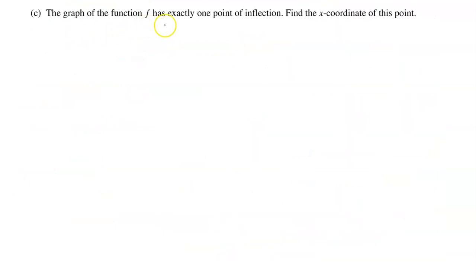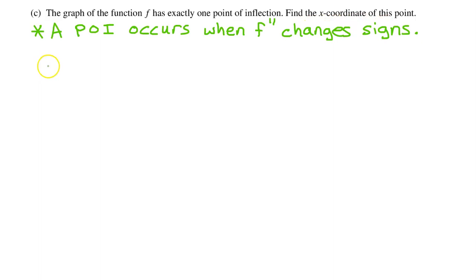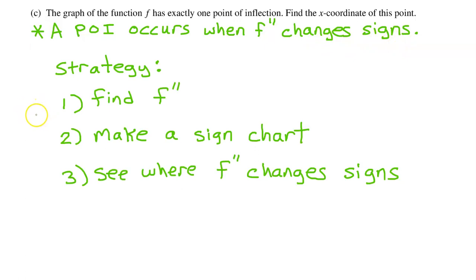The graph of function f has exactly one point of inflection. Find the x-coordinate of this point. Here is the key fact that you need to memorize. A point of inflection occurs when f double prime changes signs. Therefore, our strategy for finding the location of a point of inflection will be number 1, find f double prime, number 2, make a sign chart, and number 3, see where f double prime changes signs. Also, remember that when we make the sign chart, we will be finding where f double prime equals 0 and where f double prime is undefined.